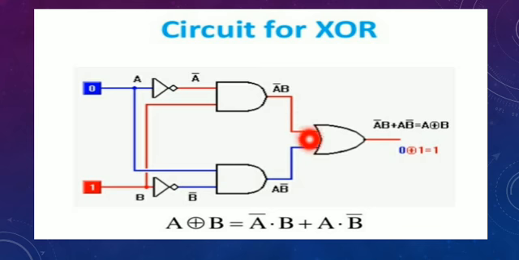These are the inputs. Therefore, one input is A bar B plus another input is A B bar. So which gate is this? OR gate. That's why plus. Therefore, A exclusive B is the Boolean algebra formula for the XOR gate: A exclusive B equals A bar dot B plus A dot B bar.